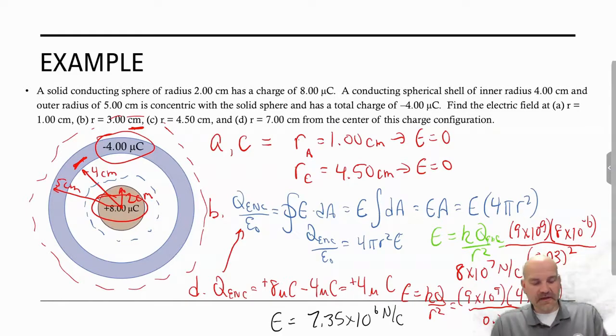This kind of configuration is very common on the AP test. They're going to ask you different things, but they may also ask you about electric potential, which is going to be the focus of the next video.